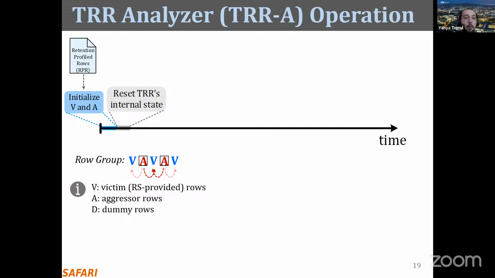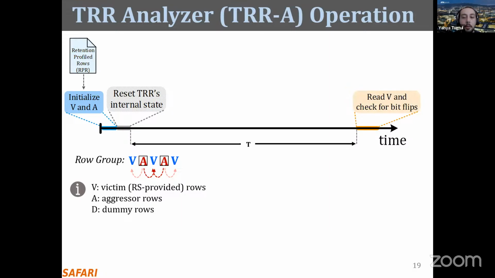Second, TRR analyzer performs a set of operations to reset the internal state of the TRR mechanism so that it isolates the actual experiment from the initialization and the previously performed experiments. After that, if TRR analyzer does not activate any of the victim rows for their profiled retention time T, we expect to see retention bit failures when we read the data back and check for bit flips.